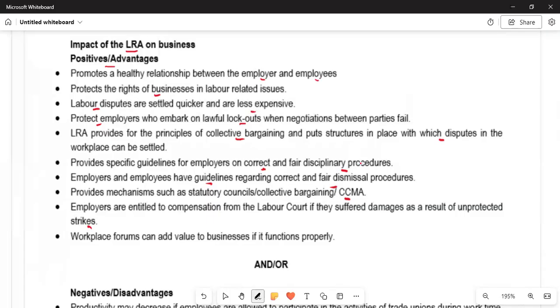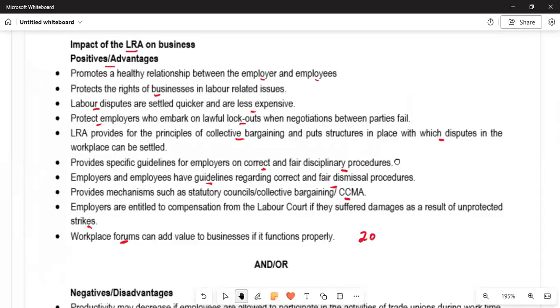which we have entailed in the Labor Act. And then we are saying that regarding workplace forums, this is the collective group which is appointed. The forum is a committee, and it can add value to the business if it functions properly. And then we are saying it can go to a maximum. Now we want to go to the maximum of 20 marks. We want you to study how many marks it can go.